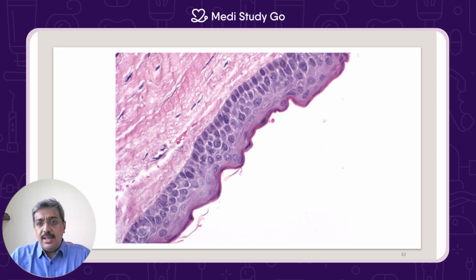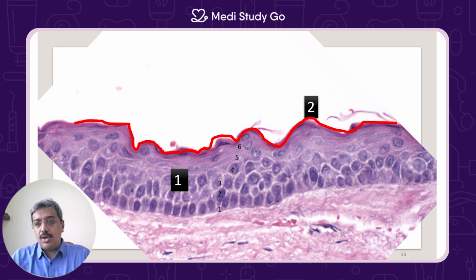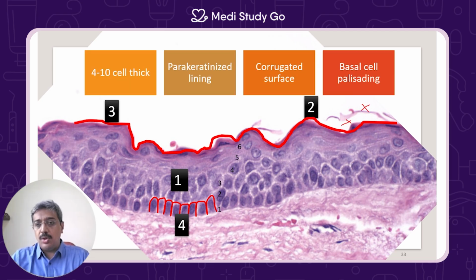When you look at the epithelial lining, you will find some characteristic findings. Number one, you have the basal cells palisaded with a maximum of 5 to 6 cell thick lining. Second, you will see a surface corrugation. You can see that the surface is not a straight line but corrugated in appearance. And then you will have these basal cells which are nicely palisaded, tall columnar cells, like a tombstone-like pattern. And it is predominantly parakeratin. You can see some flakes of parakeratin coming out also. So basically, the 4 important findings are 4 to 10 cell thick, parakeratinized lining with surface corrugation and basal cell palisading.